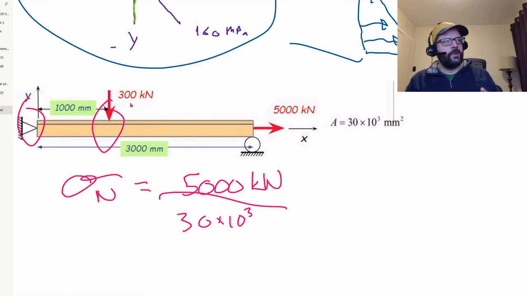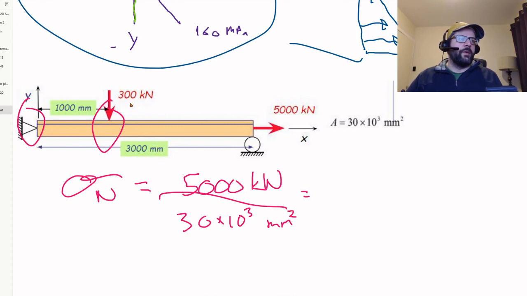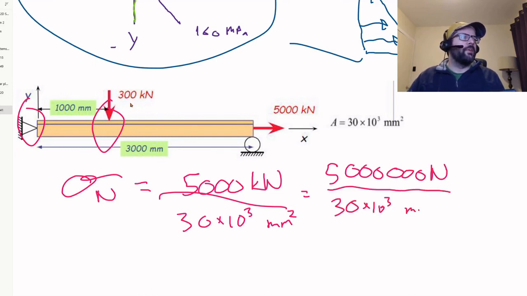So I'm just going to put that in terms of newtons per millimeter squared. So 5,000, no, 5 million newtons, once we take out that kilonewton, and then 3 times 10 to the 3 millimeters squared. So 5 million divided by 30,000.